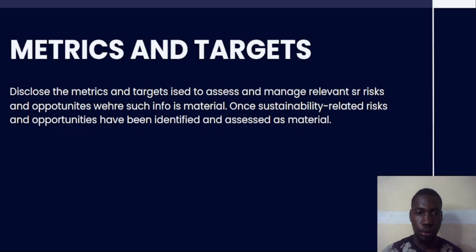So another activity under metrics and targets is the use of scope 1, scope 2, and scope 3 emissions. So scope 1 emissions are direct greenhouse gas emissions that occur from sources that are owned or controlled by the entity. For example, emissions from combustion in the entity's furnaces at its factories. So that is scope 1 emissions, direct emissions from the company or an entity controlled by the company.